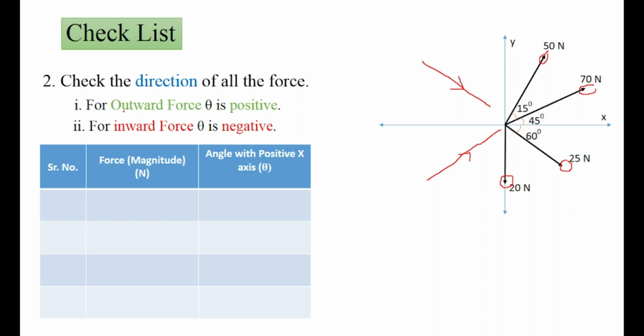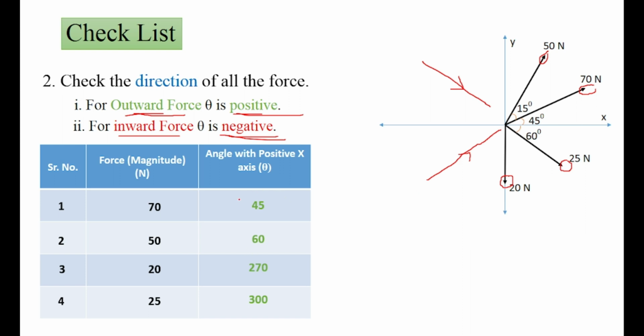Okay. Now for outward forces, we'll write the theta positive, and for inward forces, we'll write the theta as negative. Okay. Remember, listen carefully. For all the outward forces, we'll write the theta positive. We'll write negative theta for all the inward forces. So in this way, we can write down for first force 70 Newton, theta is positive because it is an outward force. For 50 Newton, theta is positive because it is the outward force. For 20 Newton, theta is positive because it is the outward force. And 25 Newton, theta is positive because it is the outward force.